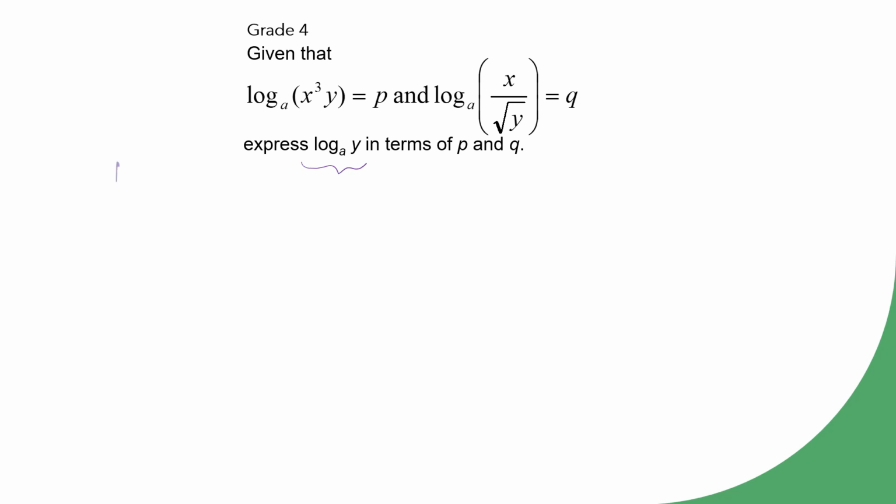Right, let's start with what you're given. As usual, we have to start with what you're given. Okay, what do we do? I think we can just change it to index form law. So to change to index form, start off with the base. So the base is a. So it's a to the power of p equals x cubed y. So we're going to call this equation 1.